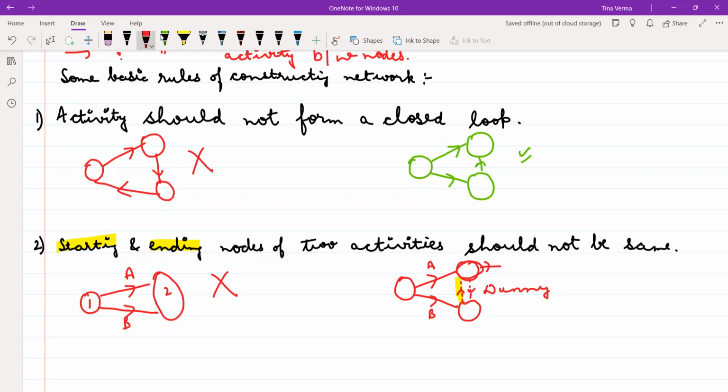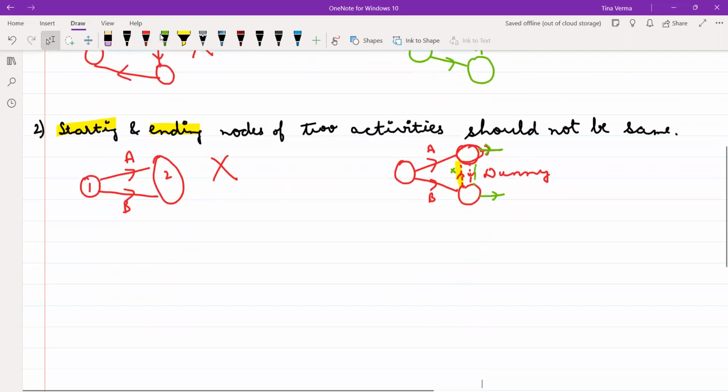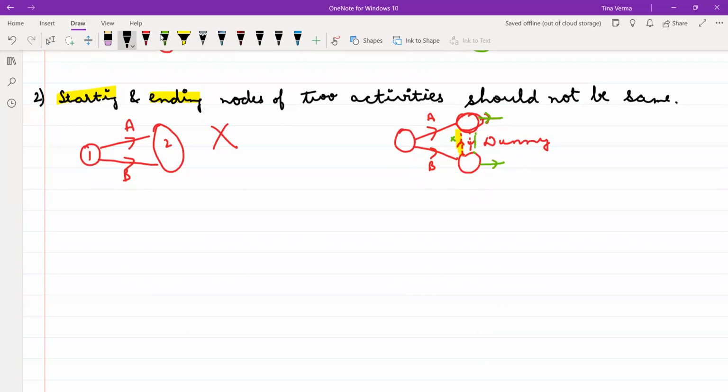Is it clear? Suppose in constructing a network, you further need A alone, but you don't require B alone. So you cannot construct the network in this direction, right? So you will construct the network in this direction. Here your A and B will start, but from here only A is starting. Is it clear? Yes or no? Fine. We will do examples corresponding to this, then it will be more clear.